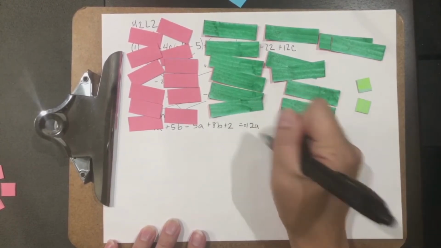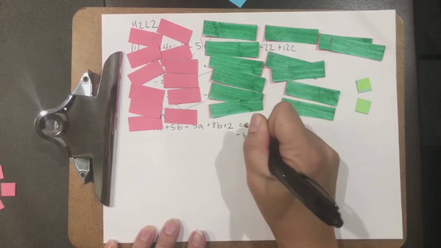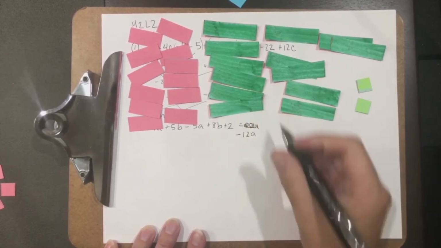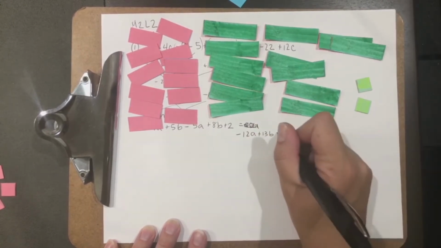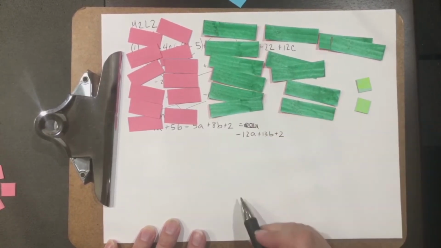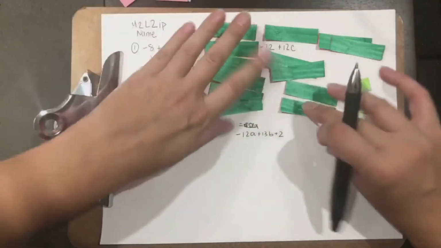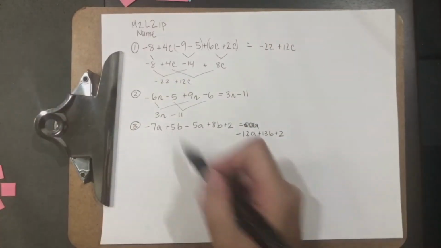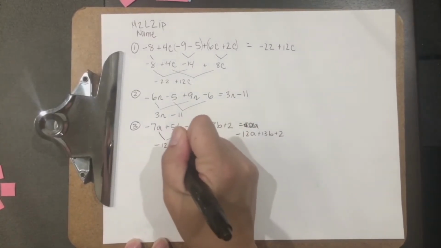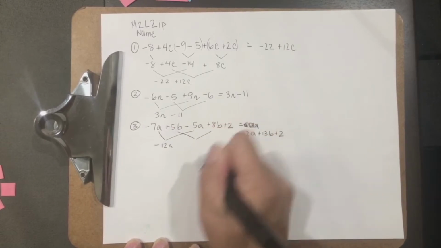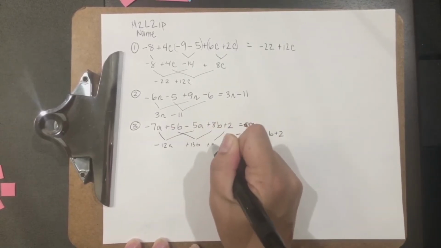Oh, that kind of messed up with my pen. Hold on, I'm going to rewrite that. Okay, negative 12 a tiles, and then plus 13 b tiles, plus 2 positive 1s. And then to show that, on paper, we'll put the a tiles together, negative 12a. We put the b tiles together, positive 13b, and then we bring down the positive 2.